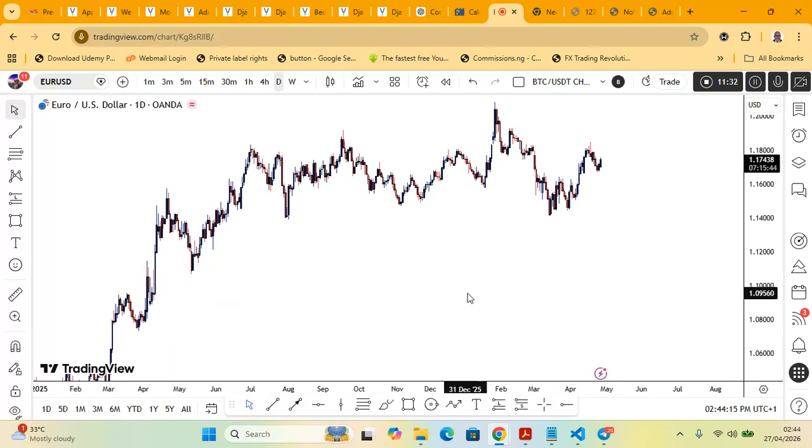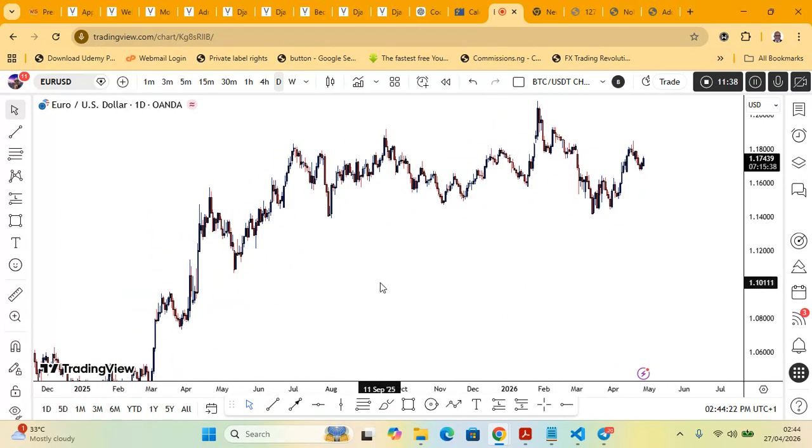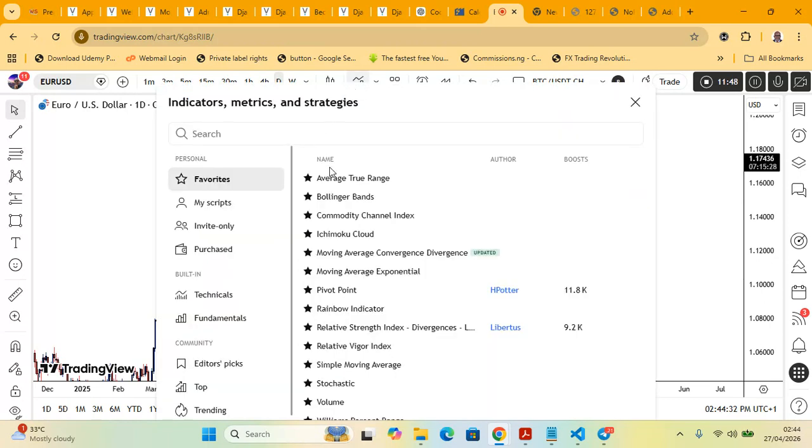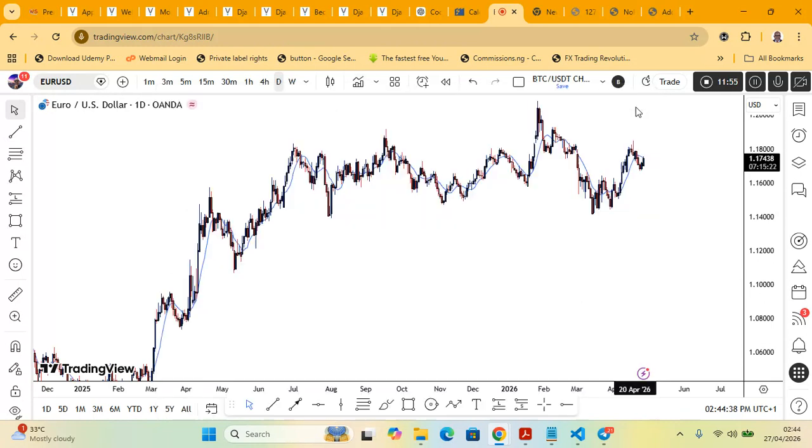Now you can use the 200 moving average. Let me look at the 200 moving average instead of using a trend line. I'll be using a trend line, but let me use another structure to trade this. So I want to add the moving average. Let's use the simple moving average, guys, and I'm going to change the period to 200.